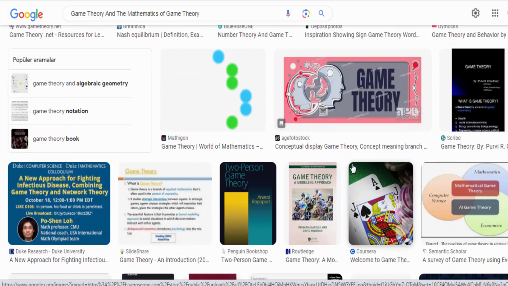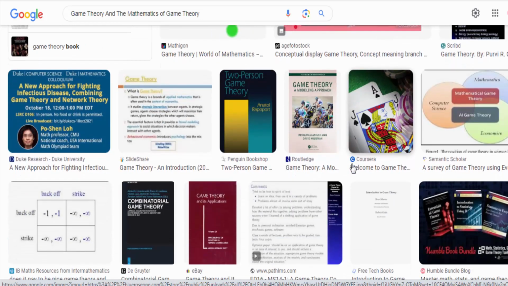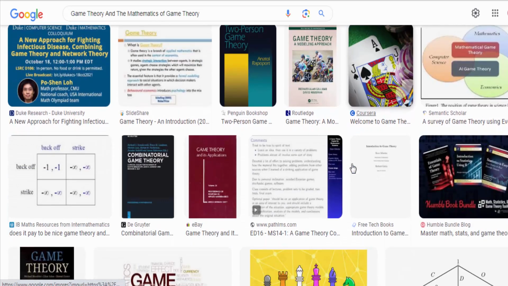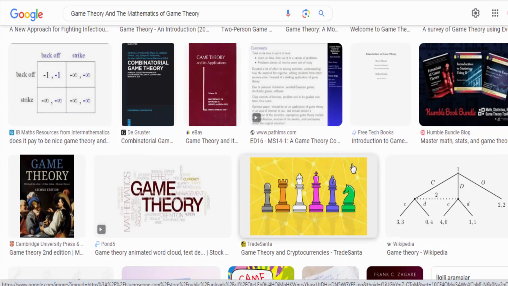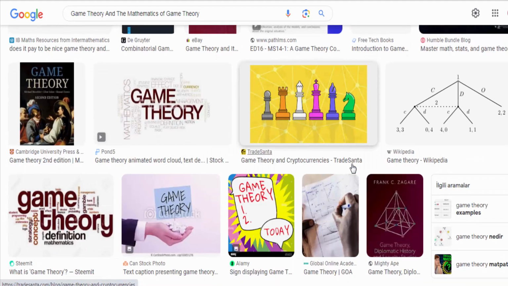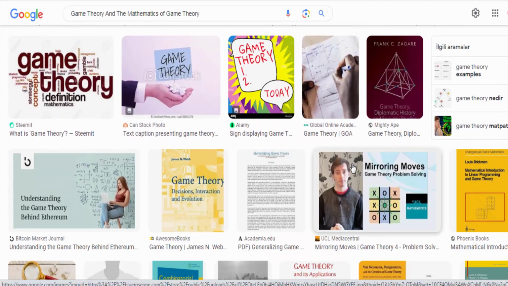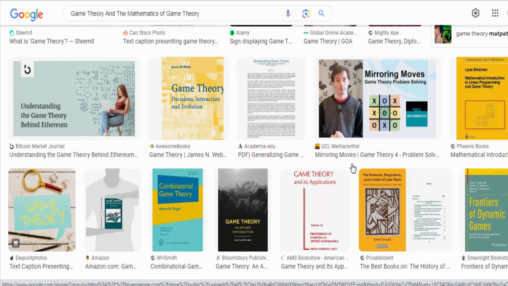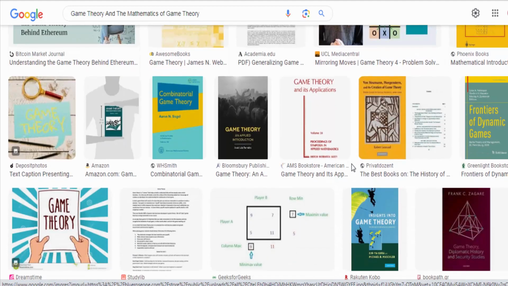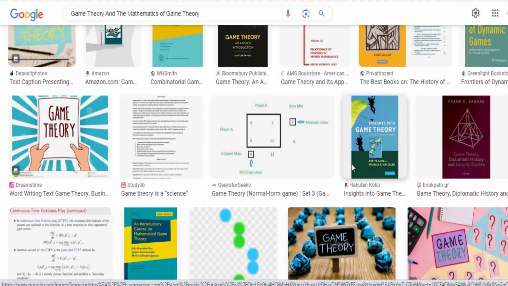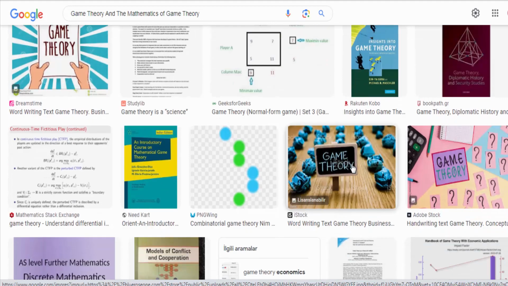Game theory is a complex subject, but it can be a very rewarding one. By understanding the mathematics of game theory, you can gain a deeper understanding of how people make decisions and how to interact with others in a more strategic way. Here are some key concepts and mathematical tools used in game theory.